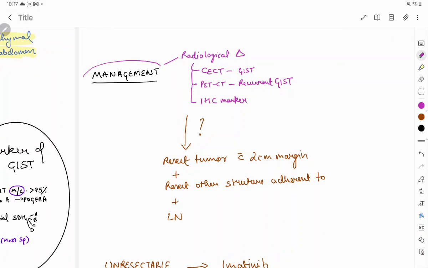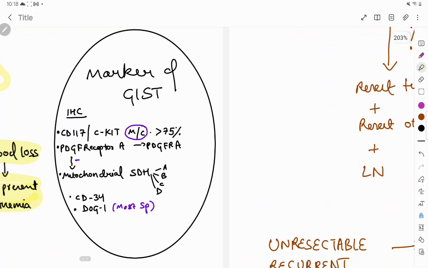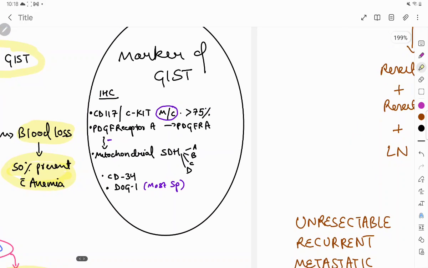So managing this disease, we need to first identify it, and this is done via radiological diagnosis, and the investigation of choice is always CECT in this case until we have a recurrent GIST or a metastatic GIST where the investigation of choice is PET-CT. Immunohistochemical markers are of much use in this case, and we need to remember every one of them because these have been asked a lot of times in exams.